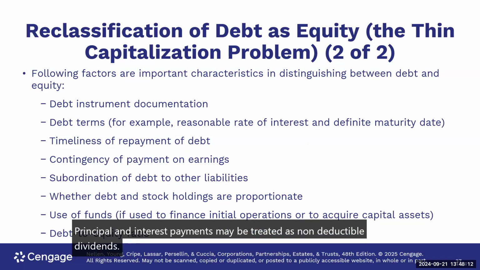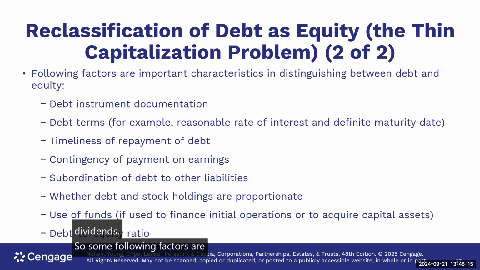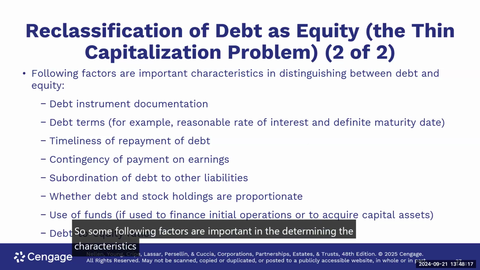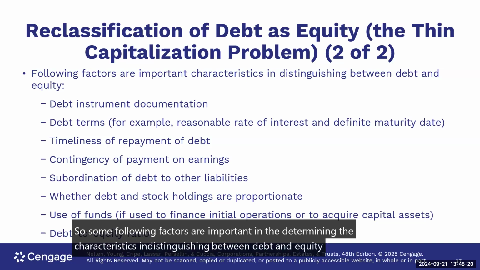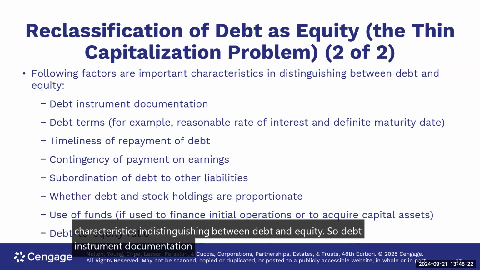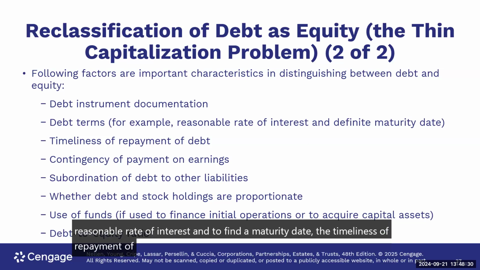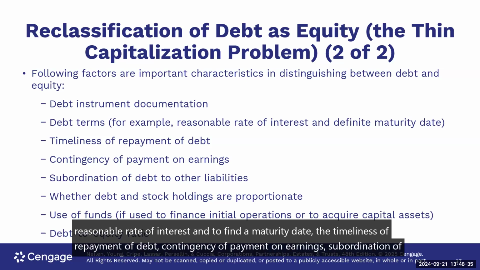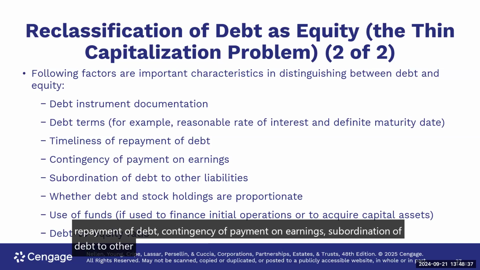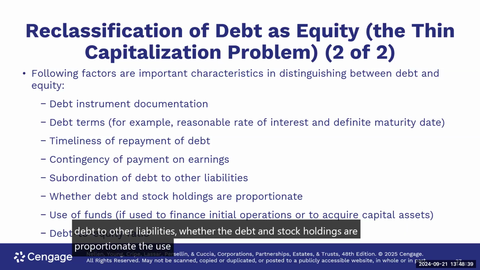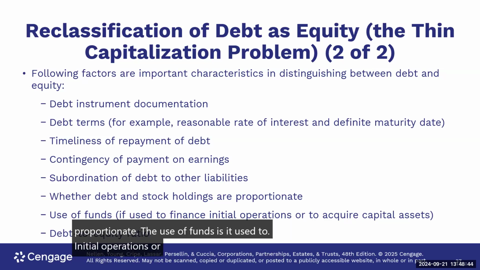Some factors are important in distinguishing between debt and equity. The debt instrument documentation and the debt terms, for example, a reasonable rate of interest and a defined maturity date; the timeliness of repayment of debt; contingency of payment on earnings; subordination of debt to other liabilities; whether the debt and stock holdings are proportionate; and the use of funds. Is it used to finance initial operations or to acquire capital assets? And lastly, what is the debt to equity ratio?